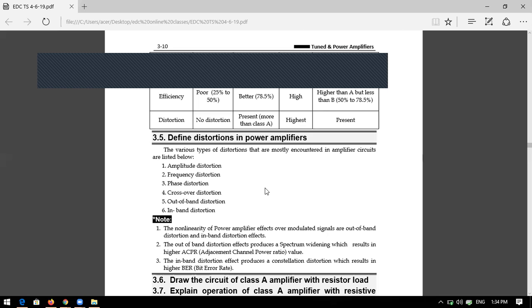That means modulation is greater than 100%. In communication, you know what modulation, over modulation, under modulation and critical modulation are. If the modulation index is greater than 1, or greater than 100%, you can call it an over modulated signal.